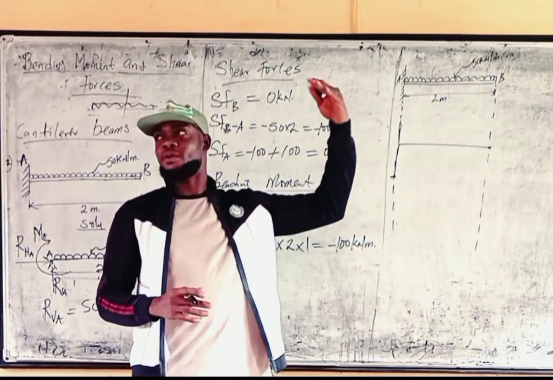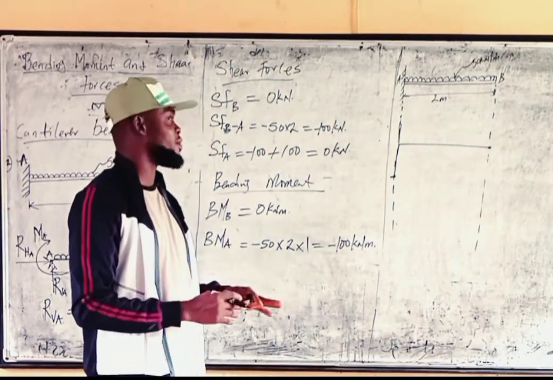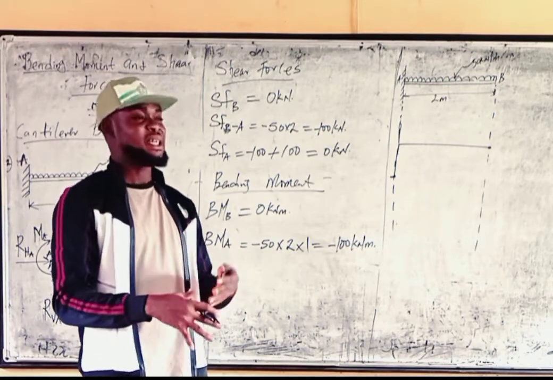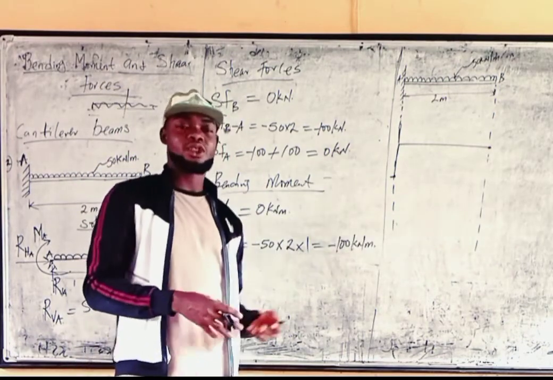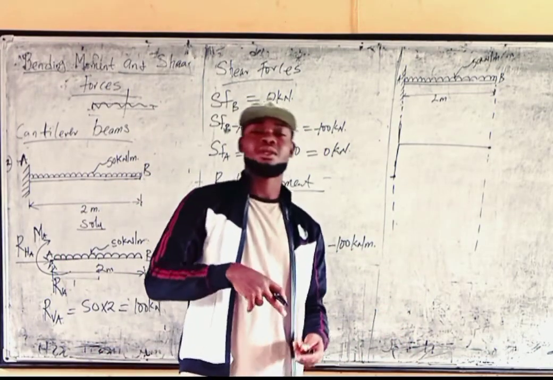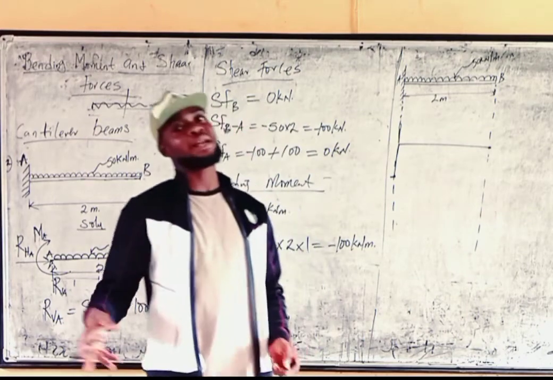The upper side will be positive for y, the downside will be negative for y. But for bending moment, you are going to interchange it. You draw the positive moment on the negative axis, and you draw the negative moment on the positive axis. That's how we do it.